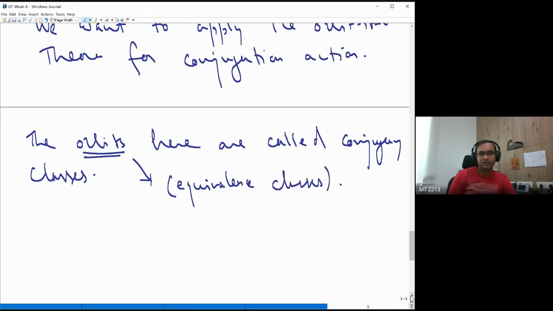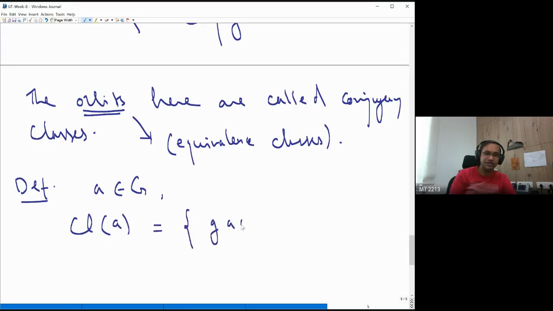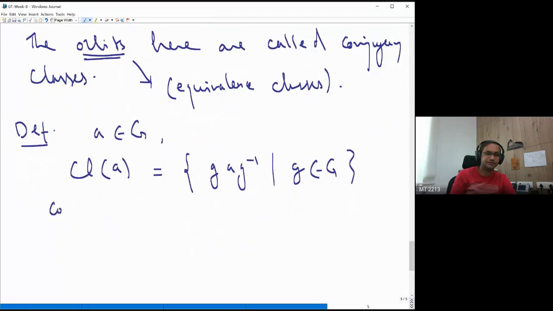I can write down directly the definition here. You can also say this as a definition: take an element a in G, and the conjugacy class of a, let's call it Cl(a), is all g a g inverse. This is called the conjugacy class of a in the group G.